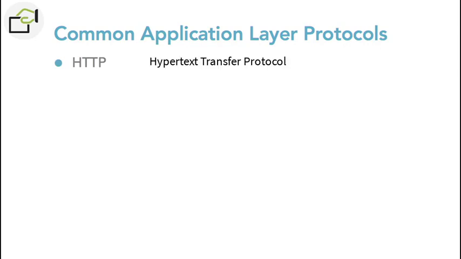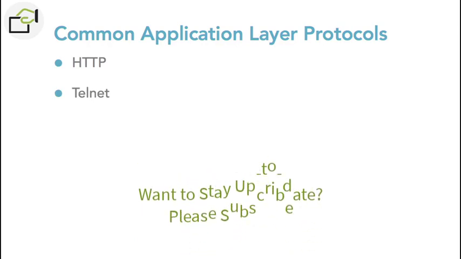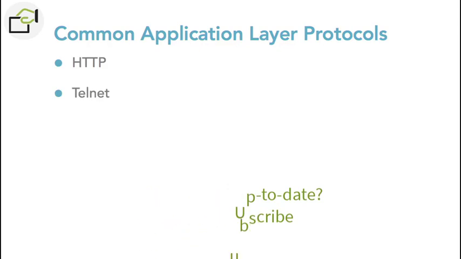HTTP is Hypertext Transport Protocol and is used to transport web pages across the internet. Next, we have Telnet, which is a remote access protocol that allows you to remotely access other computers using a command line. The main drawback of Telnet is that it doesn't send the passwords in an encrypted format, it sends the passwords in clear text.